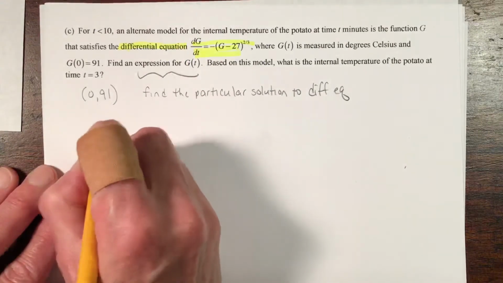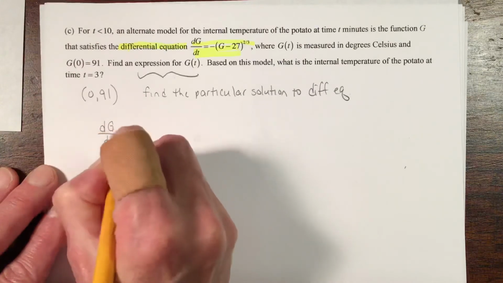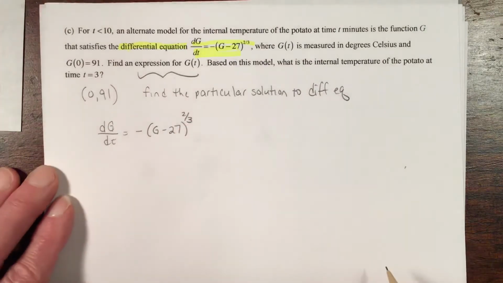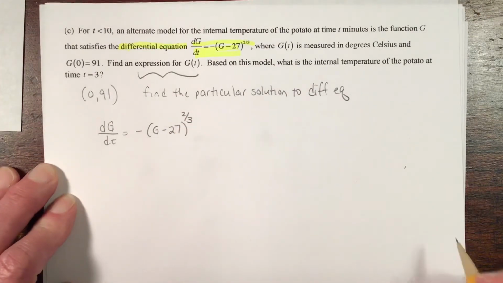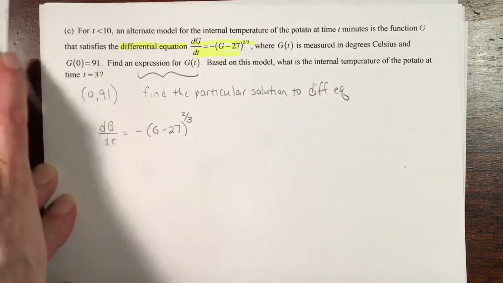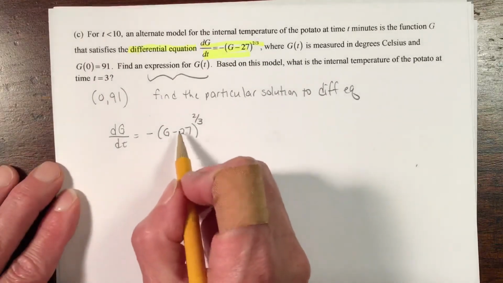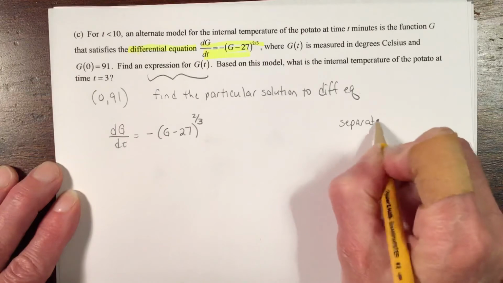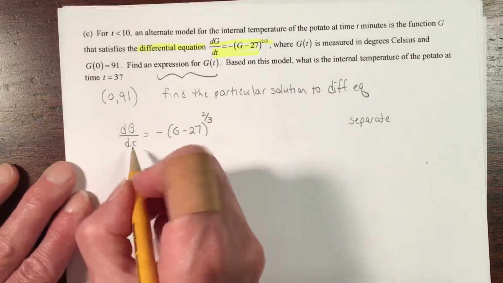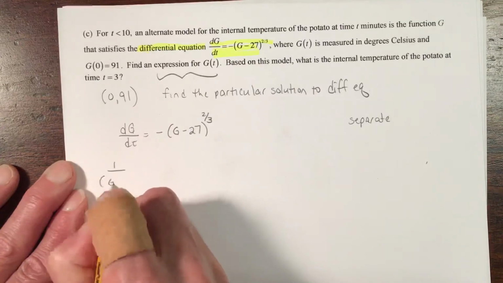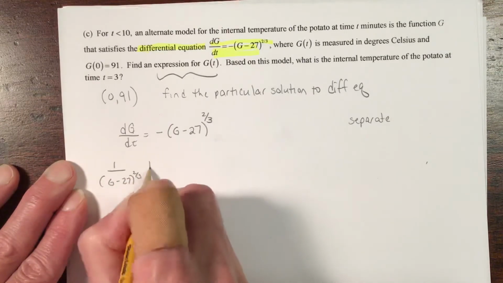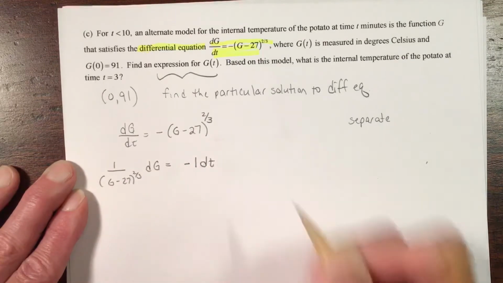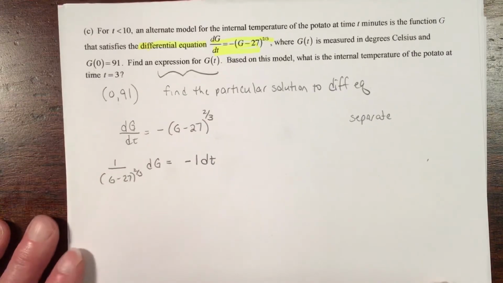So we're going to begin by writing down our differential equation. And ironically, this was the last lesson we had in school together. Okay, so we want to solve this differential equation. We have to get the g's with the g's and the t's with the t's. Remember, we're going to separate our variables. So I'm going to cross multiply: 1 over (g minus 27) raised to the 2/3 dg equals negative, and I like to put a 1 there sometimes to remind me that there is something out in front of that dt.